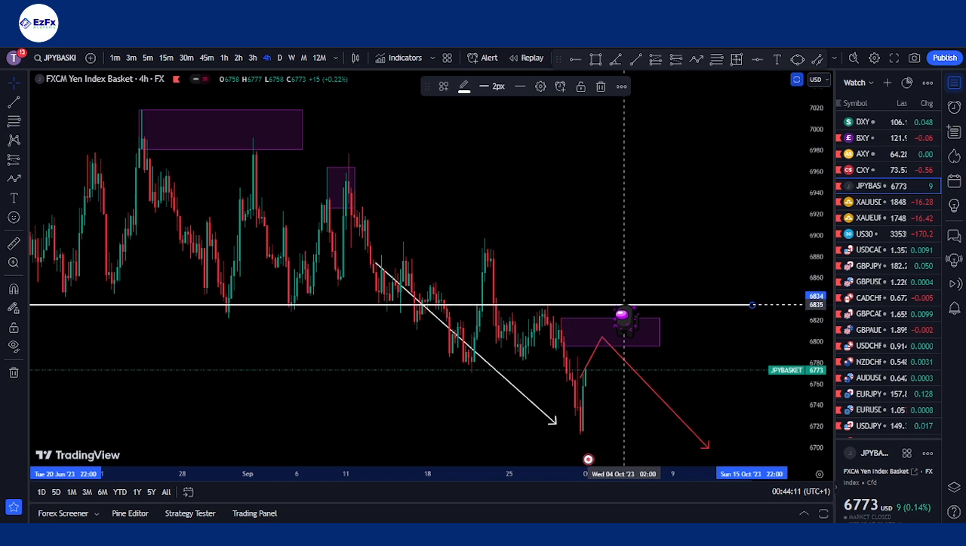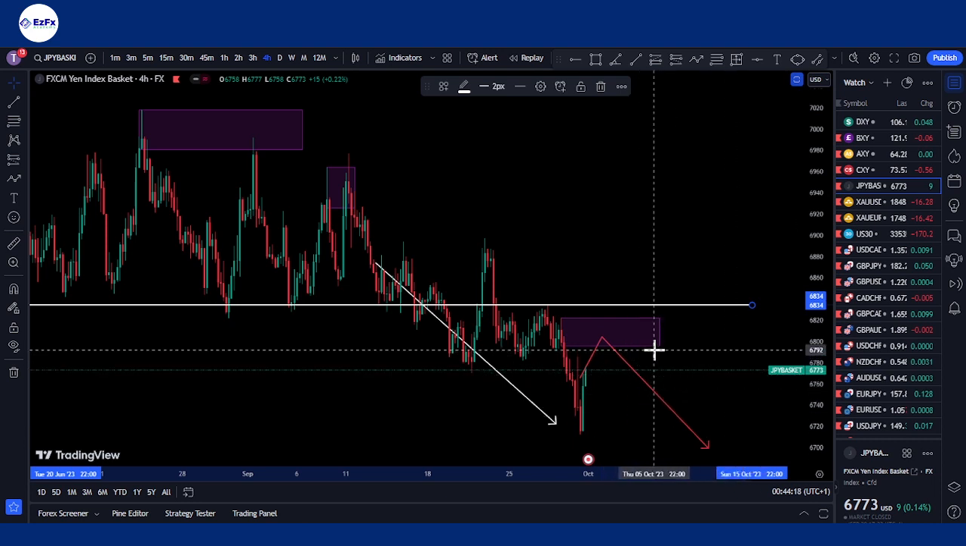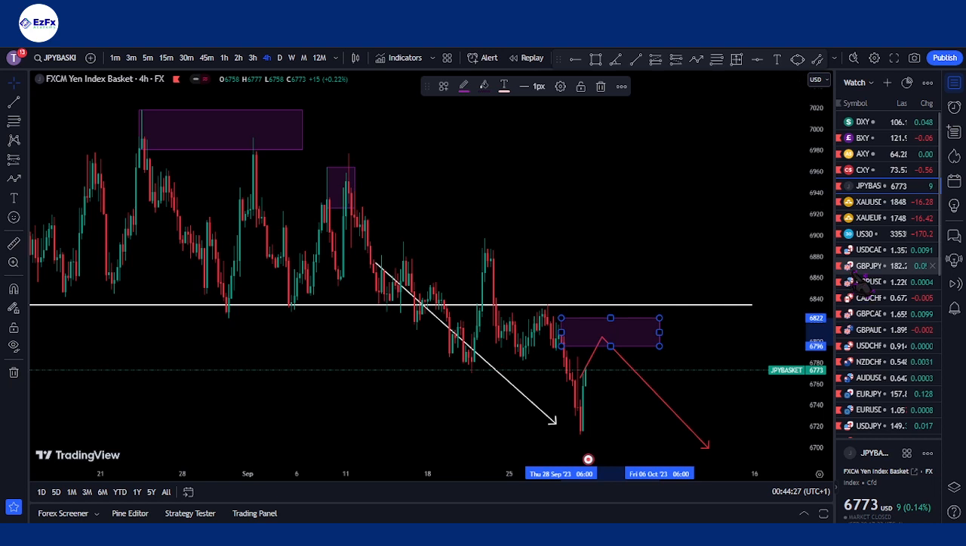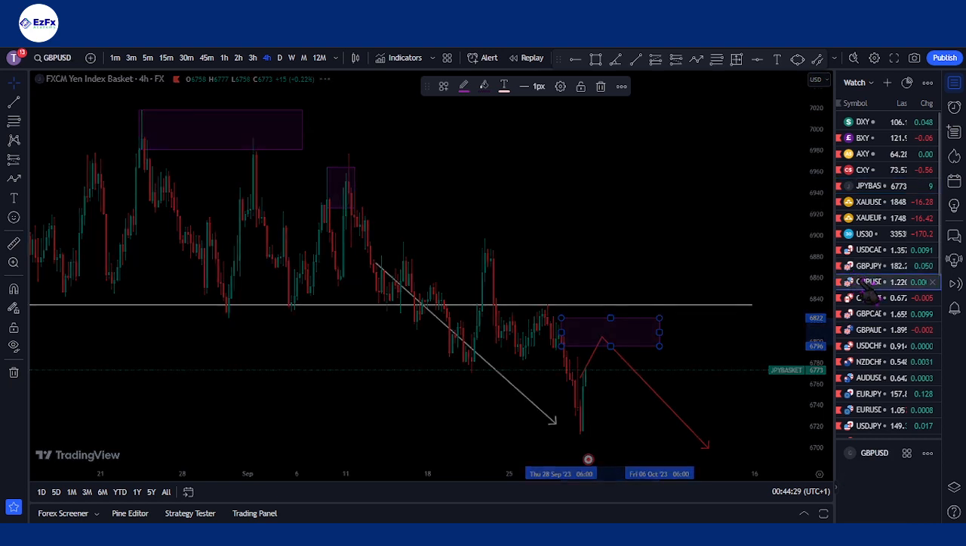So I think overall, my bias on JPY basket would still be bearish, but I would want to see just a short buy to sell, probably into this zone that I marked out here, before we get to see that sell off continue. So I hope that is clear for JPY basket. So quickly, let's just go into some currency indices together.